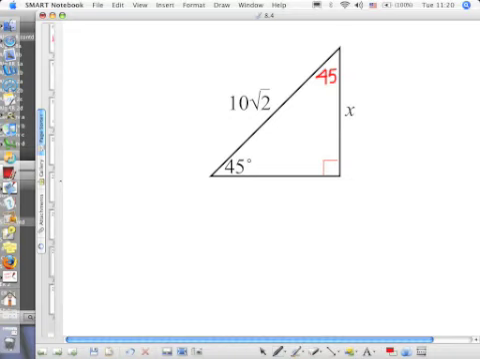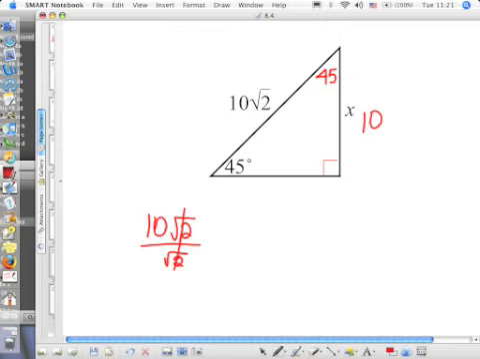45-45-90. Yes. The relationship is the square root of 2. Depending on if I'm looking for the leg or the hypotenuse, I'm either going to multiply or divide by that. I'm looking for the leg. So do I multiply or divide? Divide. Legs are equal to... Oh my gosh. Just watch, it cancels. How'd she do that? Anything divided by itself is 1 and cancels. So x was simply 10.